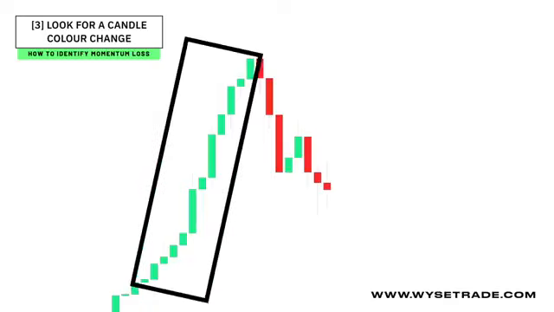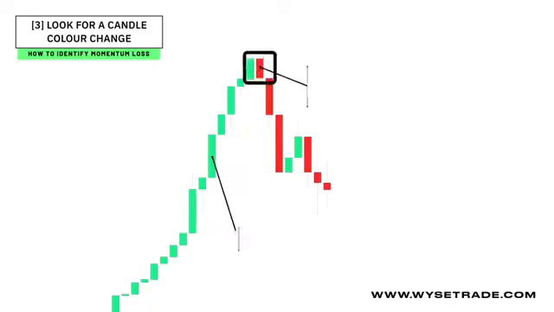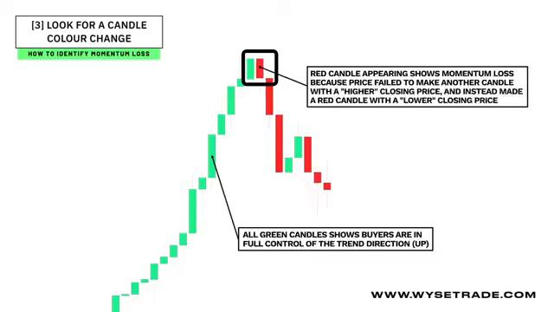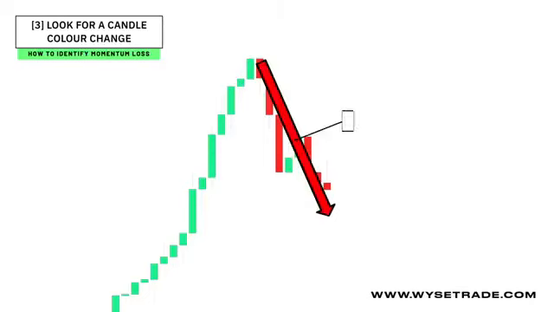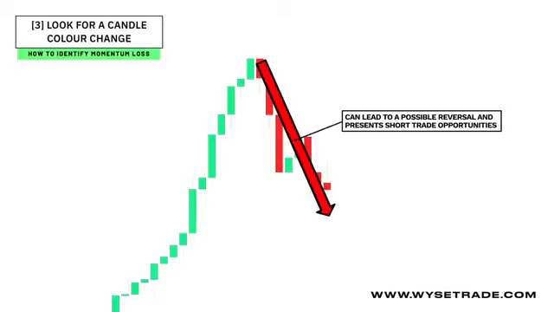In an uptrend, notice how you have all green candles before a red candle appears. This shows momentum loss because price failed to produce another candle with a higher closing price and instead made a lower closing price through the red candle. This can lead to a possible reversal of price.